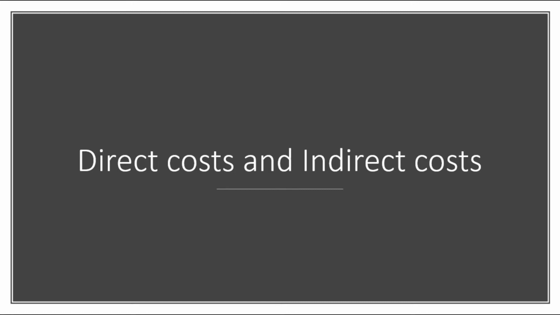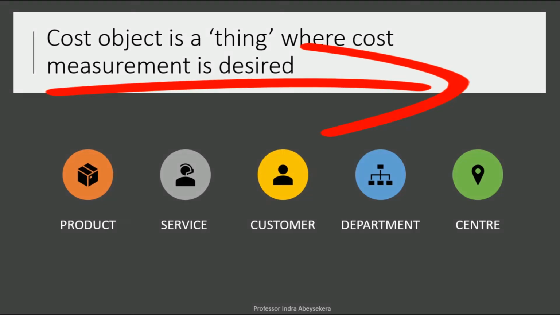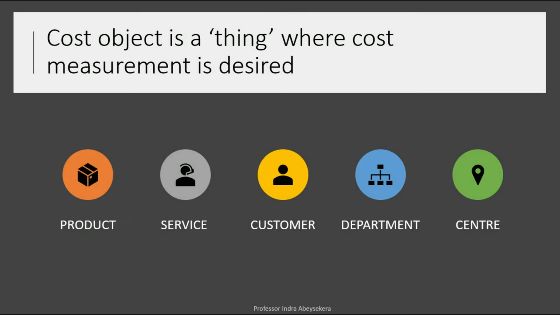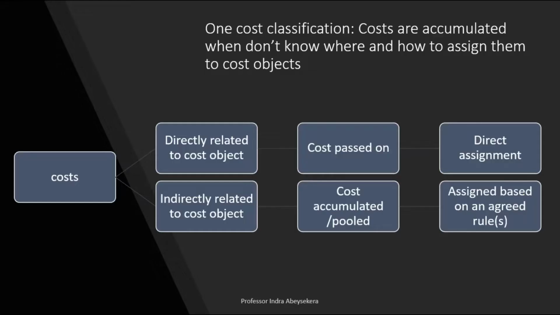So there are two types of costs in an enterprise: direct costs and indirect costs. When we talk about costs, these costs are assigned to a cost object. A cost object is where cost measurement is decided. It could be a product, a service, a customer, a department, or a center.